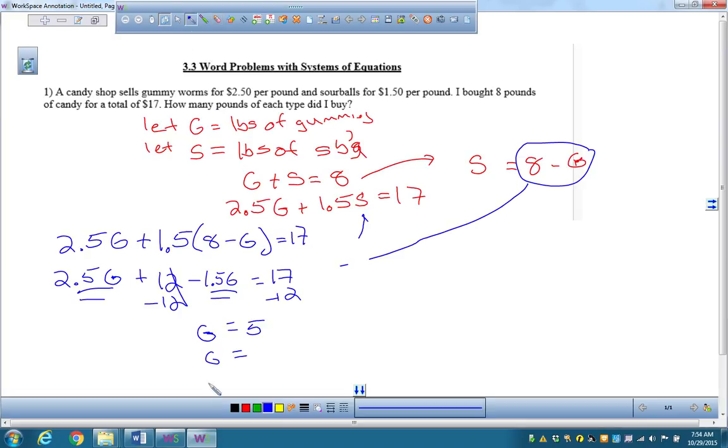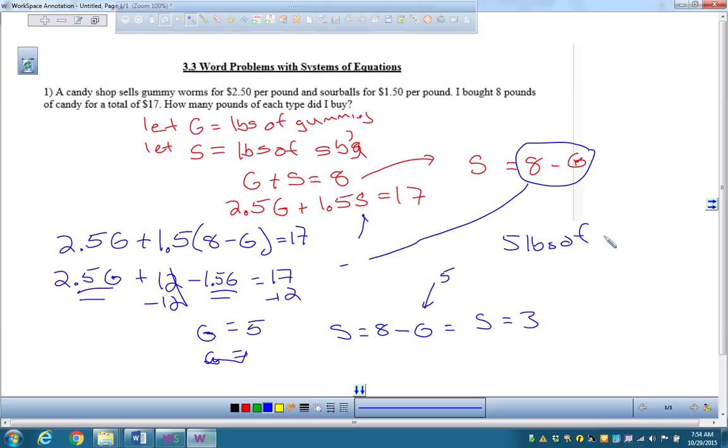Look, I'm almost done, aren't I? And now I know that S equals 8 minus G. So if S equals 8 minus G, how many pounds of sour balls did I buy? 3, because G is 5. Plug in 5 in there, and I get S equals 3. So then you have to answer the question. I bought 5 pounds of gummies and 3 pounds of sour balls.